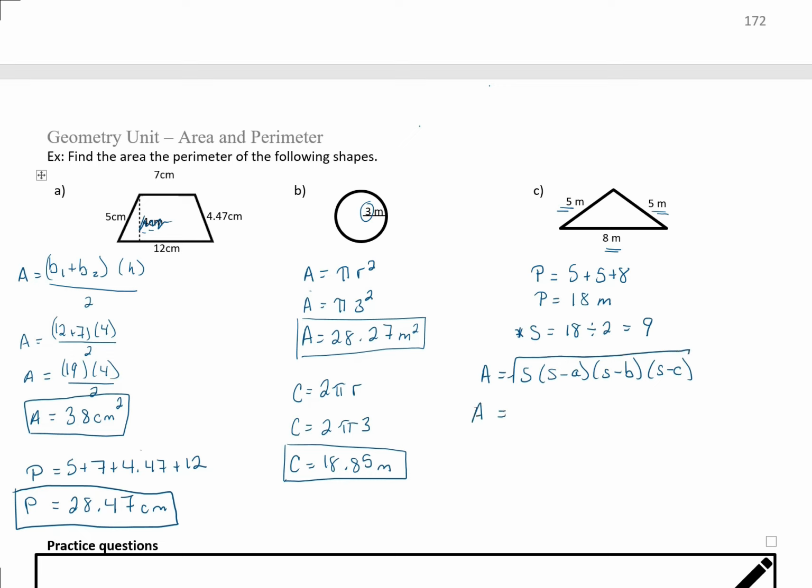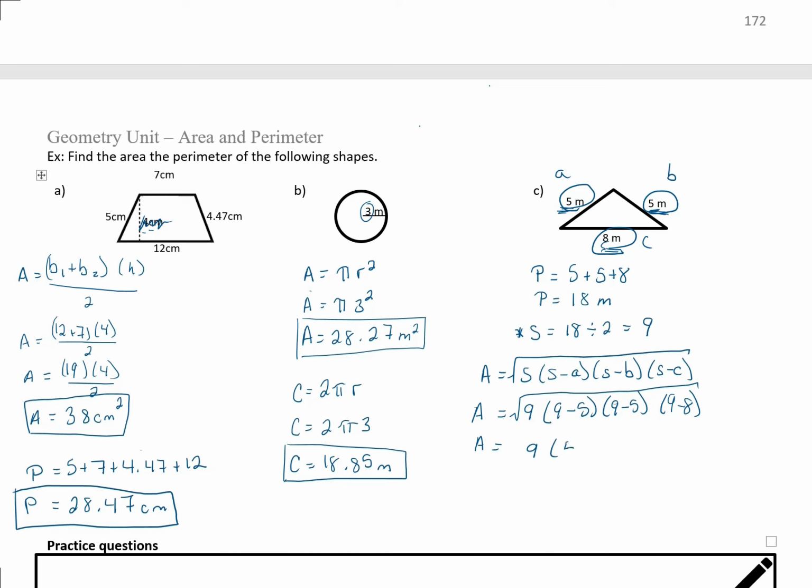So S is 9. And it doesn't matter which is A and which is B and which is C. So I'm going to call this A and B and C. So we have S and then S minus A, so 9 minus 5. And S minus B, it's another 9 minus 5. And S minus C, 9 minus 8. And if you wanted to do that subtraction in your head, totally okay. I'm just writing it out so you can see all of the steps.